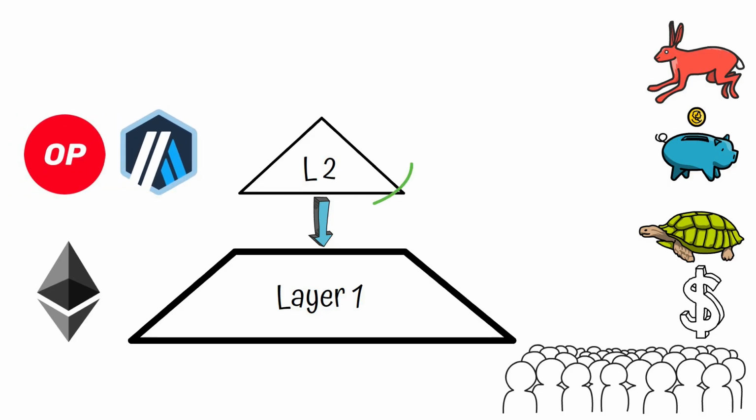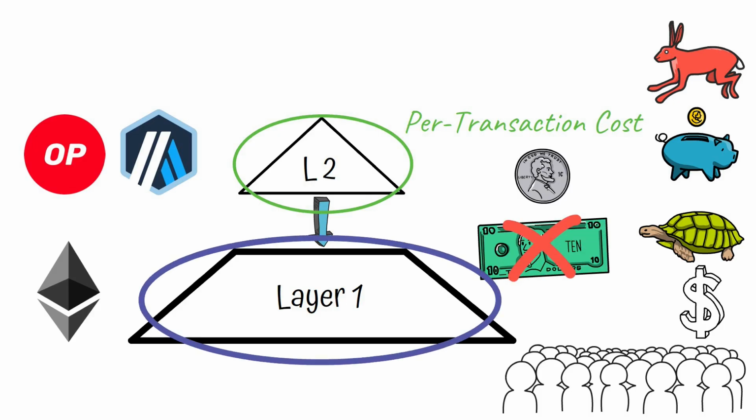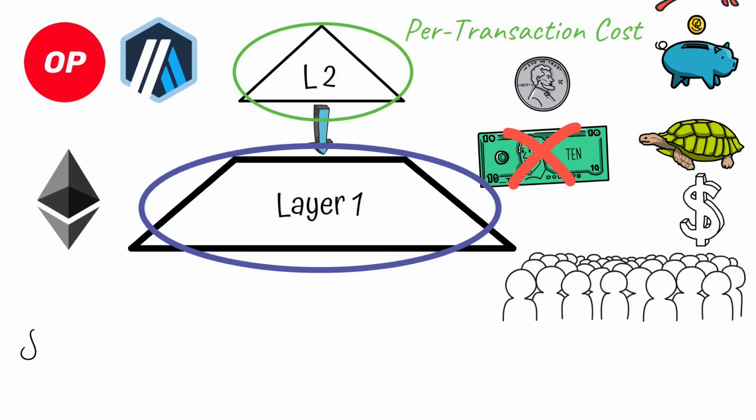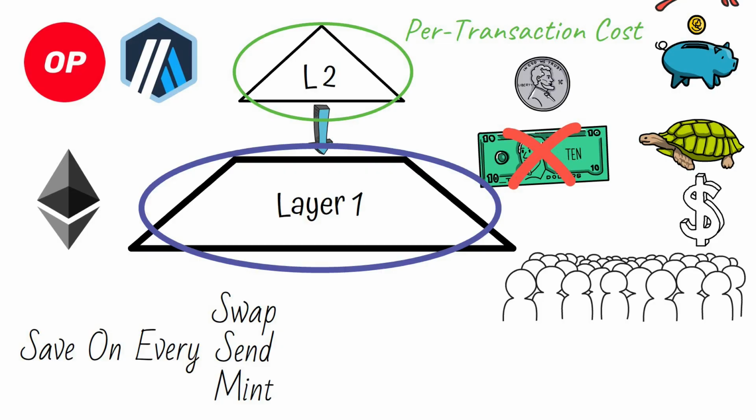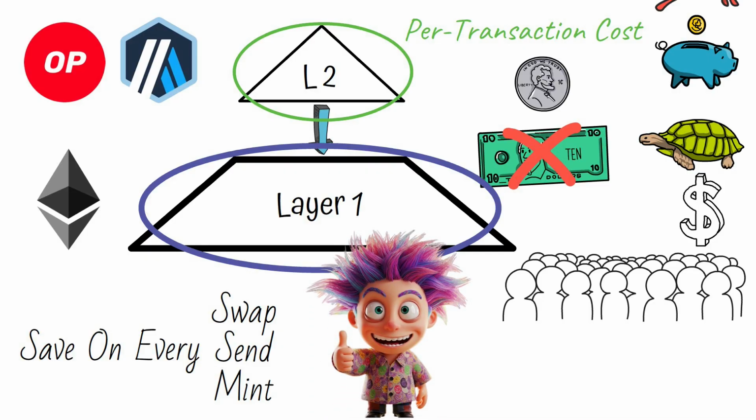They batch up dozens or hundreds of user transactions off-chain, reducing per transaction costs to cents instead of tens of dollars. If you're still paying high fees on Ethereum mainnet, it's time to bridge over to Layer 2 and start saving on every swap, send, or mint. Many wallets now support seamless Layer 2 integration, making it easier than ever.